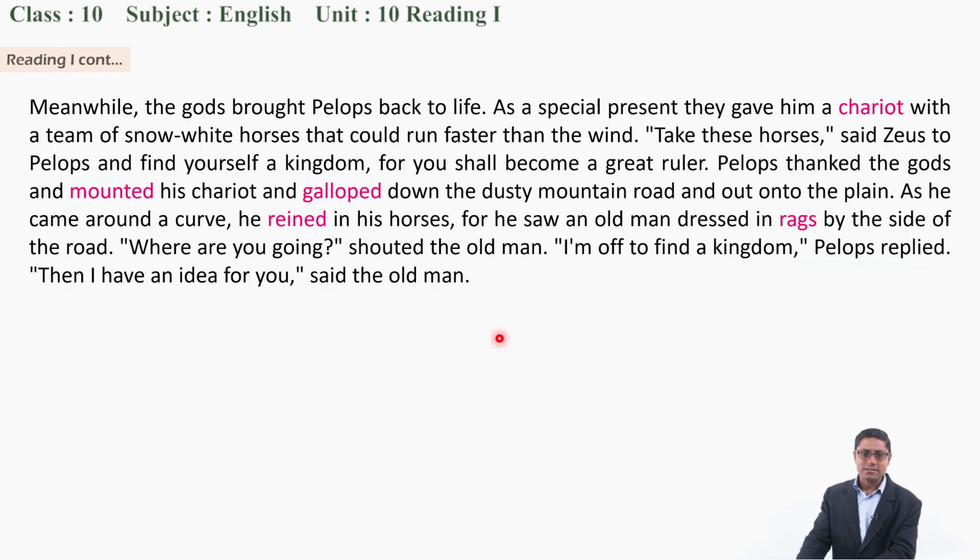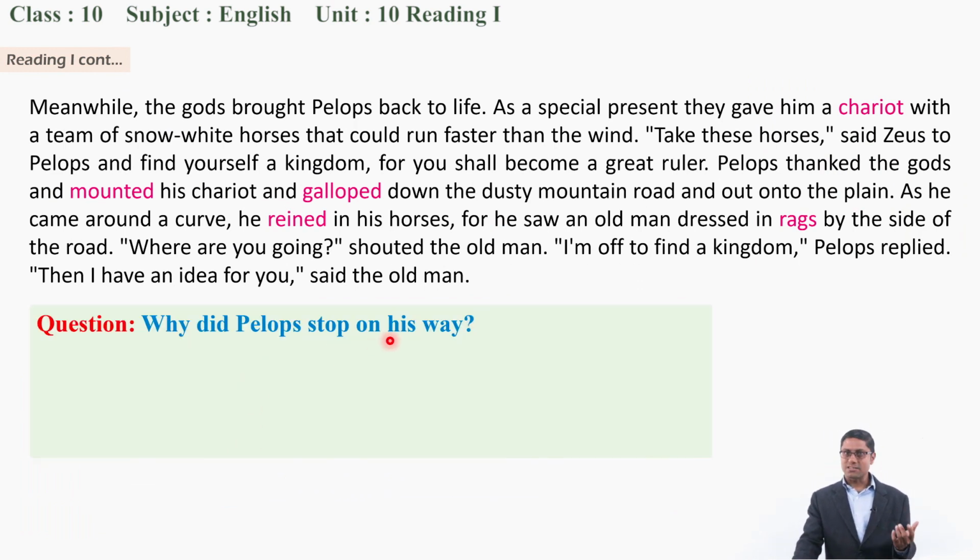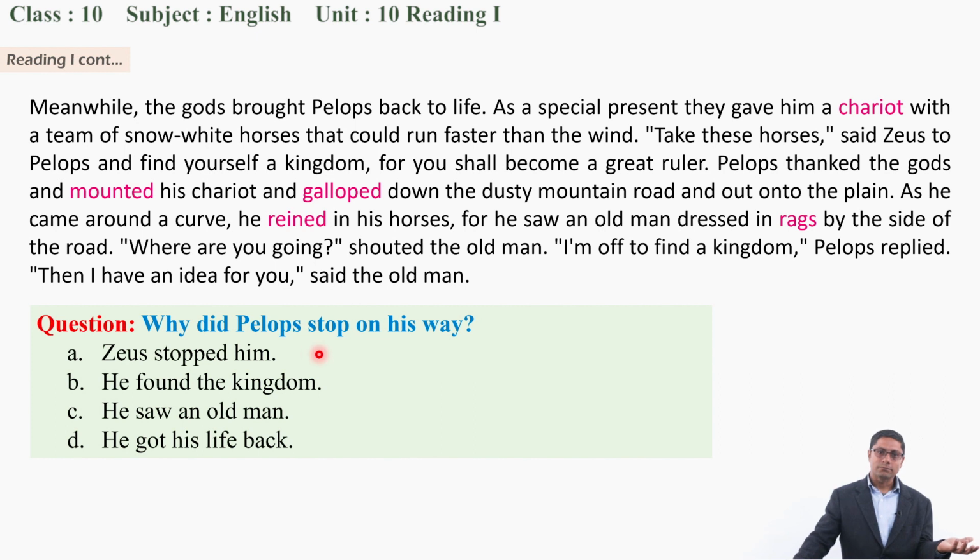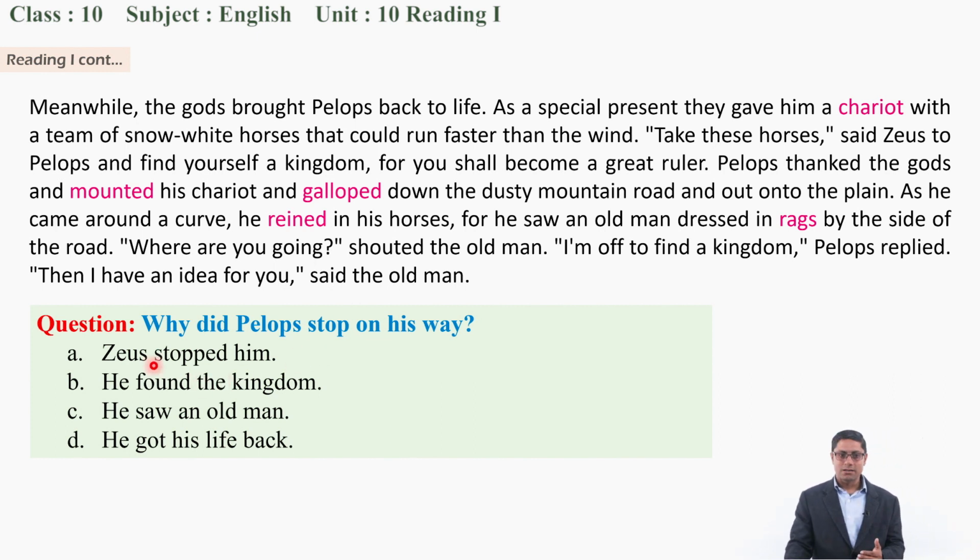All right, let's see a question here. Why did Pelops stop on his way? Can you tell me? We have already discussed. So you do have some options: because Zeus stopped him, because he found the kingdom, he saw an old man, he got his life back. Why did he stop there? Okay, so the right answer is C, he saw an old man. All right, let's move ahead.